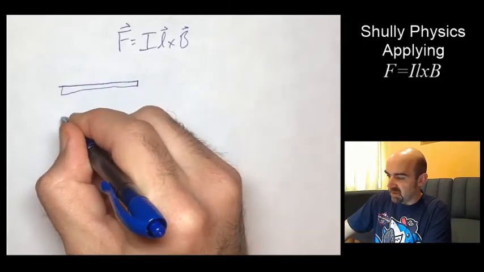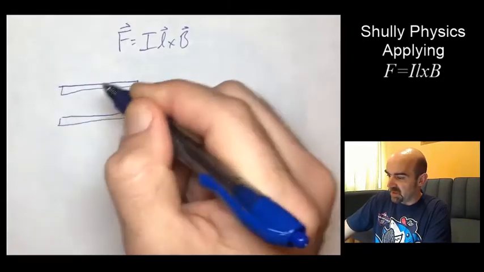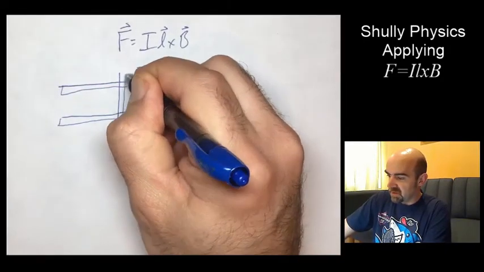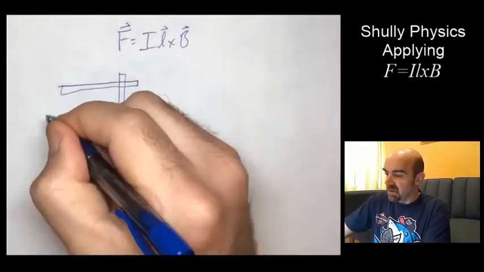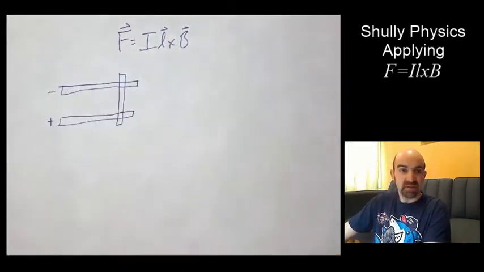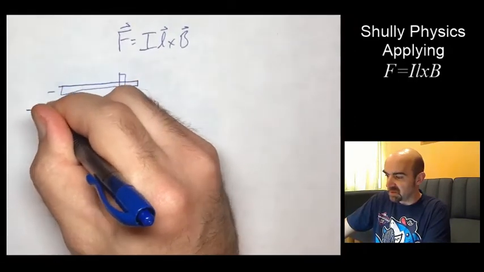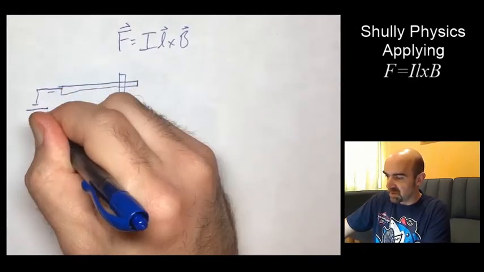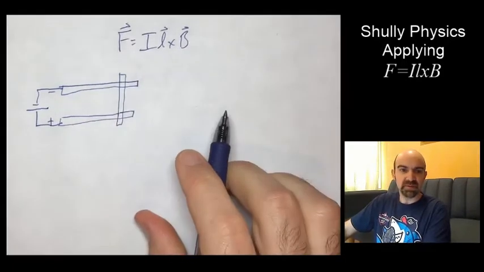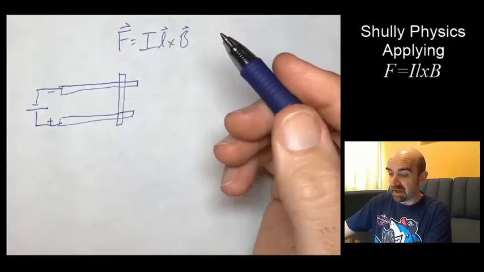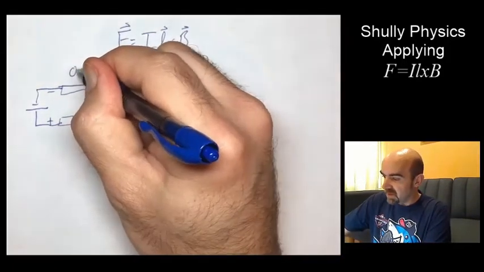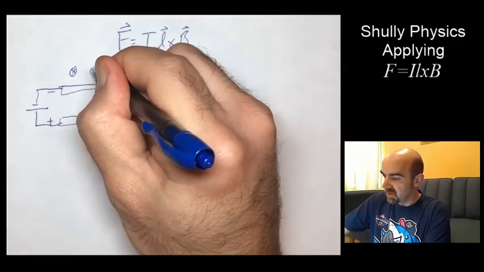If we have a couple of conducting bars and put a cross bar right there with a positive and a negative charge, let's say the battery hooked up to this. Right there and right there, okay? Get those positive and negative sides. And we're going to add in a magnetic field. We're going to take one going into the page here.